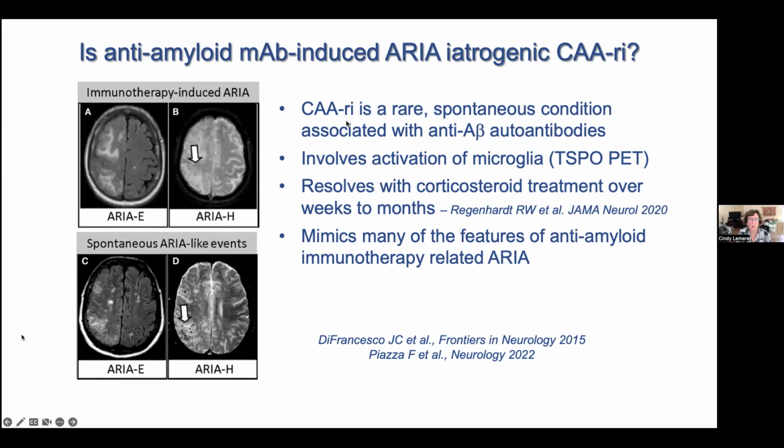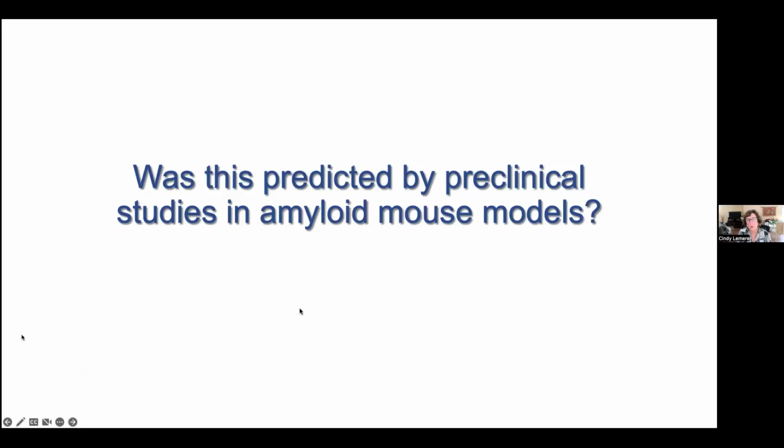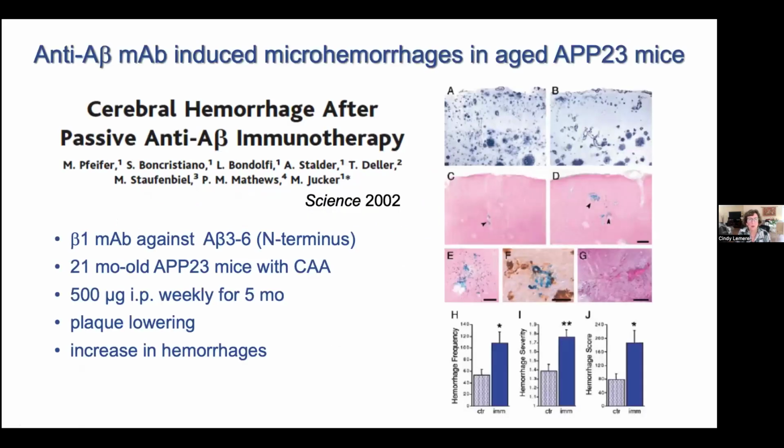And it's been noted that people with this condition have high levels of anti-A beta autoantibodies. This also involves the activation of microglia, and this is seen with TSPO PET imaging, and it's resolved with corticosteroid treatment over weeks to months. And this mimics many of the same features of anti-amyloid immunotherapy-related ARIA. So on the top, this is anti-amyloid immunotherapy ARIA, and on the bottom, this is more the CAA-RI ARIA, both ARIA-E and ARIA-H. So was this predicted by preclinical studies in amyloid mouse models?